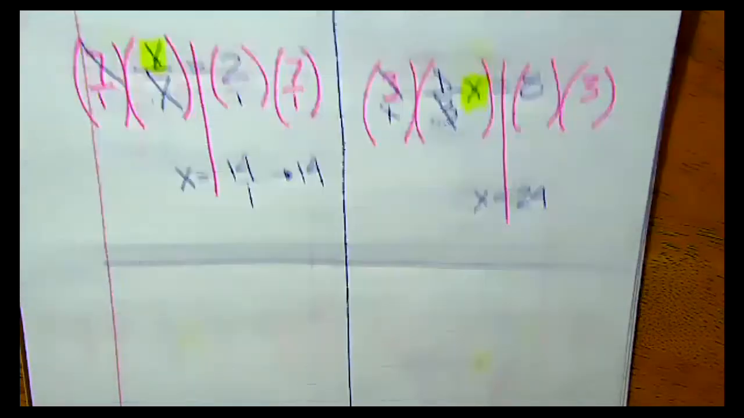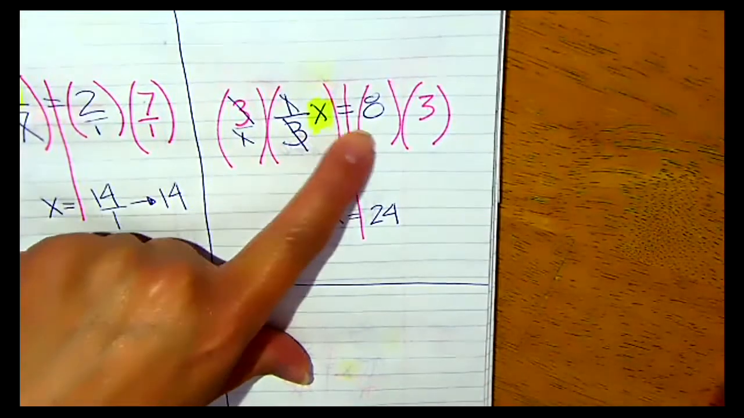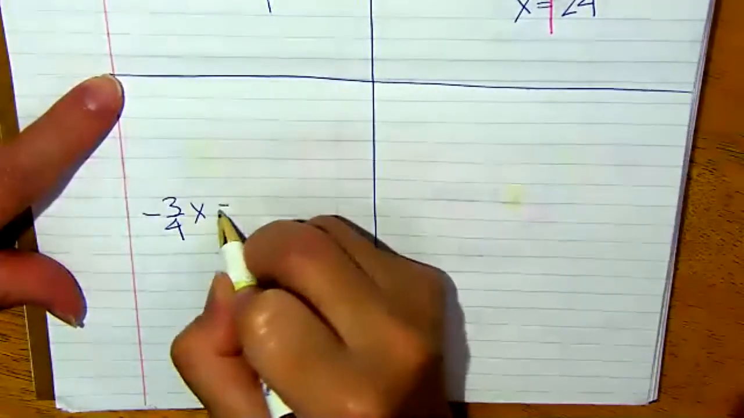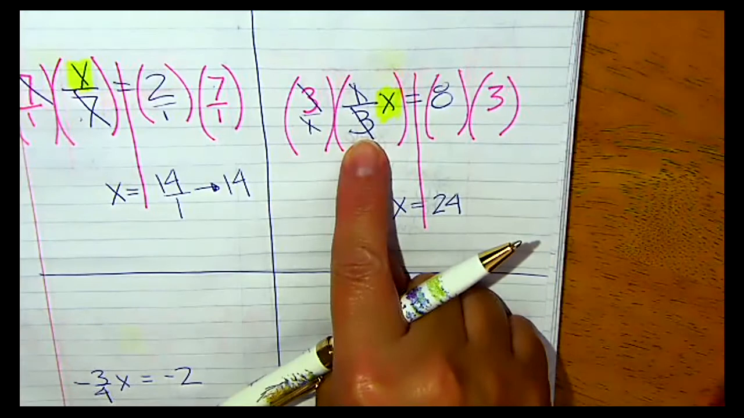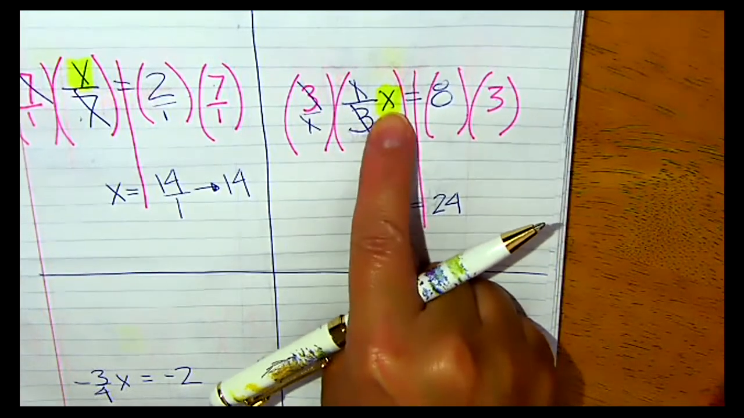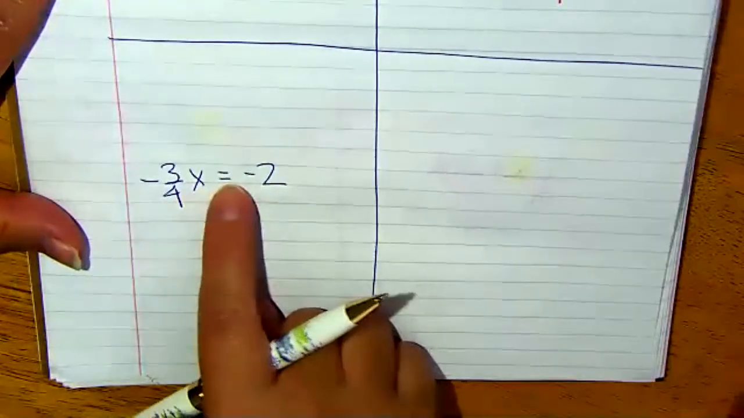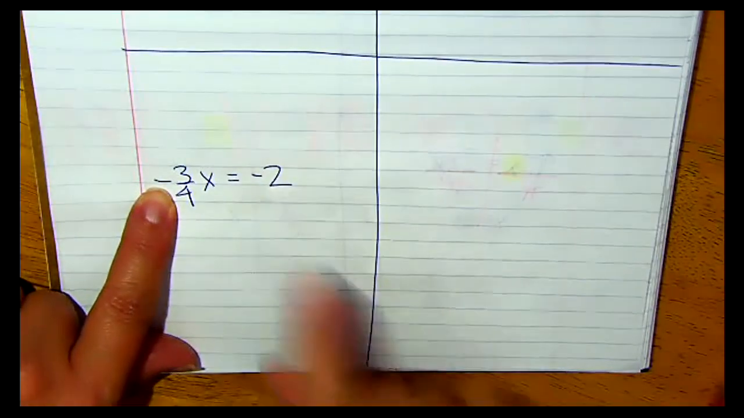Okay, we've got 2 more to work through. Let's build on what we've got. Okay, 1/3 x equals 8. This next problem is set up exactly the same. -3/4 x equals -2. We have a fraction times our variable equals a whole number. The only difference is we now have integers.